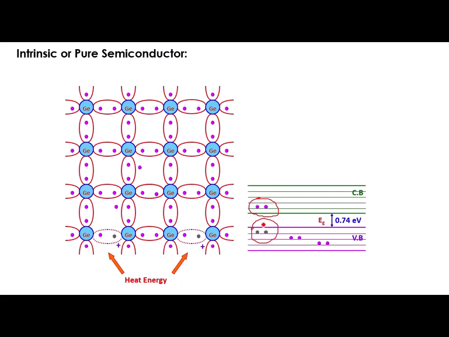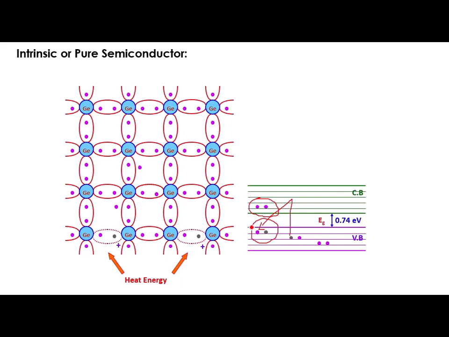Now, some electrons, after getting excited to the conduction band, won't be able to live there for long, and they will immediately come back to recombine with the holes to make the bond stable. This process is called recombination. Now, when you are supplying some potential to this kind of material, or intrinsic semiconductor, both electrons and holes will take part in the process of conduction.